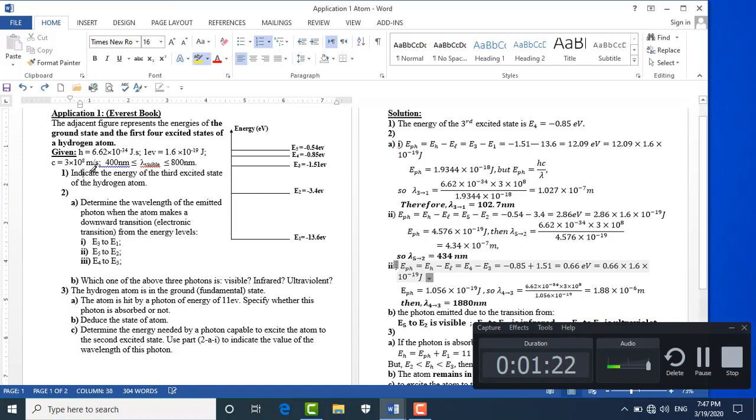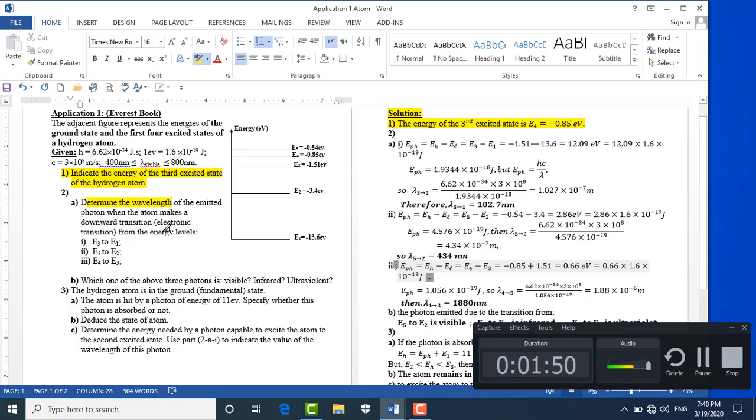Part 1: indicate the energy of the third excited state. Third excited state, E4. Pay attention: ground state, first excited state, second excited state, third excited state, E4, which is equal to minus 0.85 electron volt. Part 2, A: determine the wavelength.